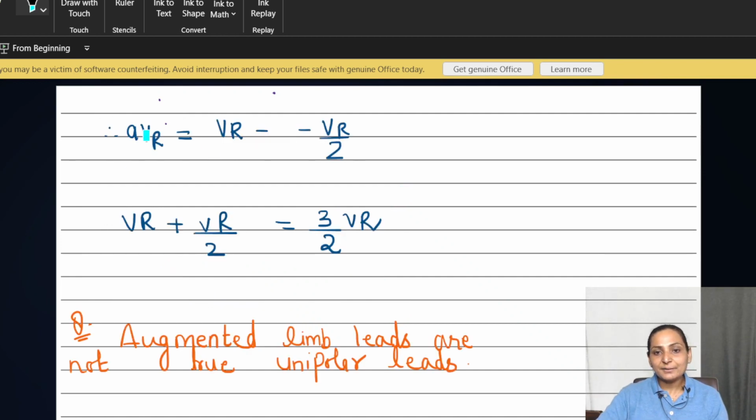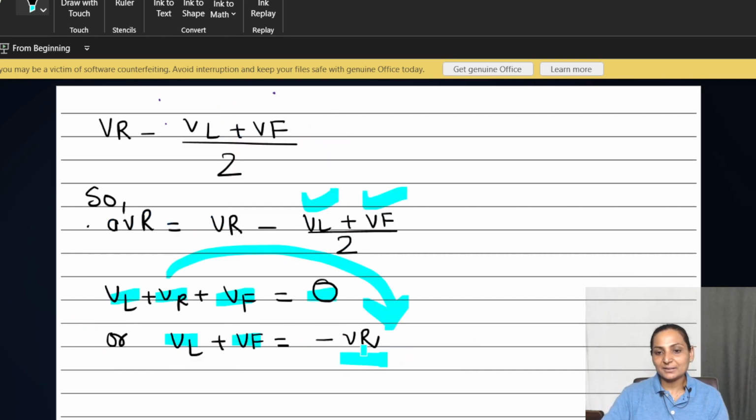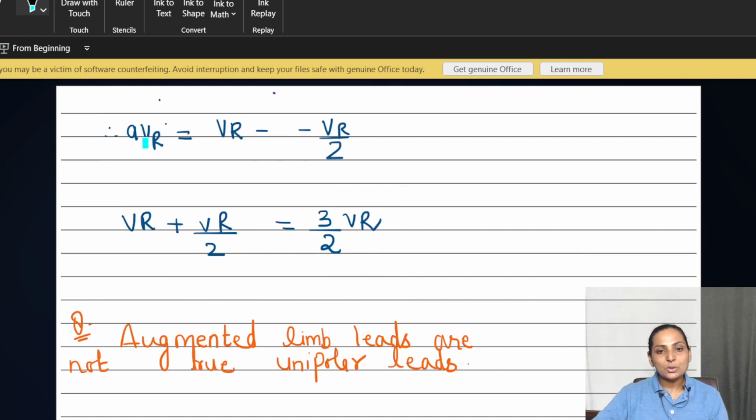So AVR now is what? VR minus, VR by 2. We've taken this now, okay? So don't get confused. We are only replacing using simple algebra, we are not creating any confusion. So AVR is equal to VR minus VR by 2, so VR plus VR by 2 comes to 3 by 2 VR, right? So this is how we derive that AVR is augmented as 3 by 2 VR.